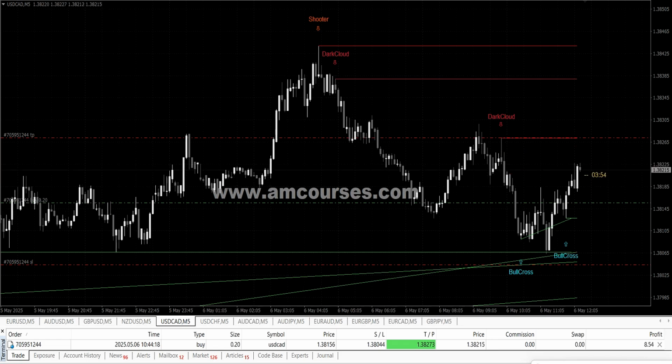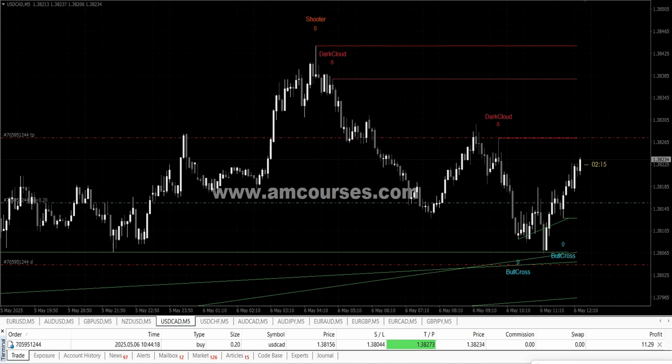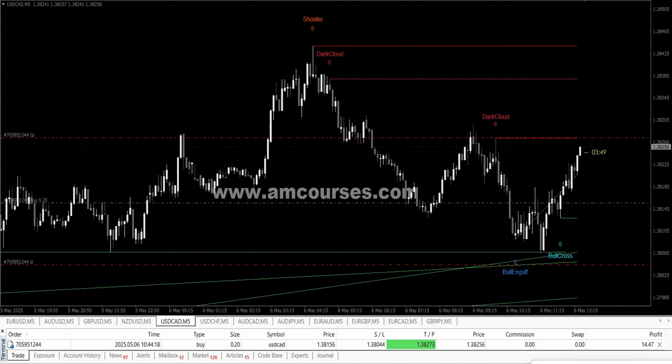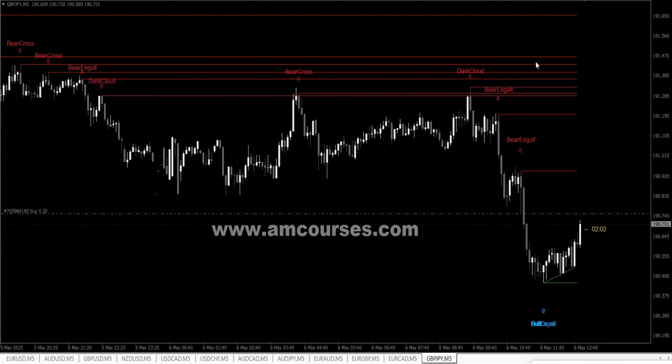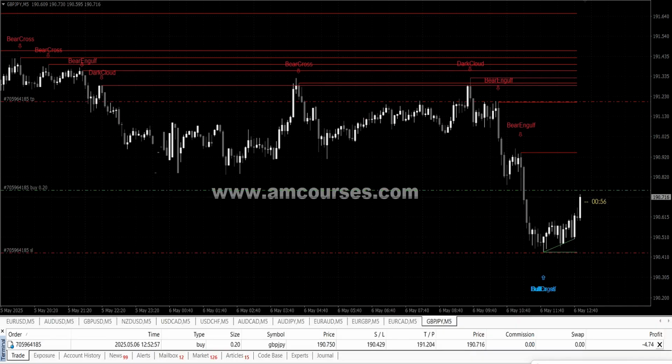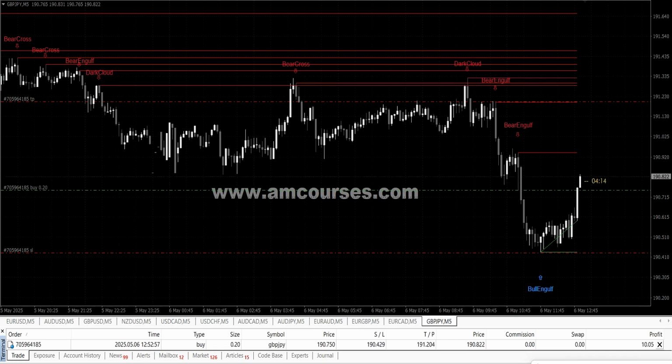Now, let's jump to the charts and watch a live trade example using this exact method, so you can see the results in real time. As you can see on the chart, this is a perfect buy trade setup based on our strategy. The price has bounced from a clear support level, and we've got confirmation with a bull cross and a bullish engulfing pattern, both strong reversal signals.